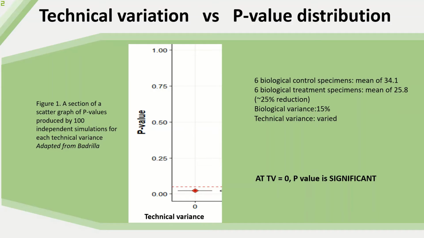The threshold p-value of 0.05 is indicated by the red dotted line, where values below this are considered significant. In every case, when there is no technical variance at x equals 0, we always see a p-value below 0.05. We can see that the red dot, the average simulation, is below the threshold and p is statistically significant between the two groups. The p-value distribution is not seen. However, we very often have technical variance in addition to biological variance.